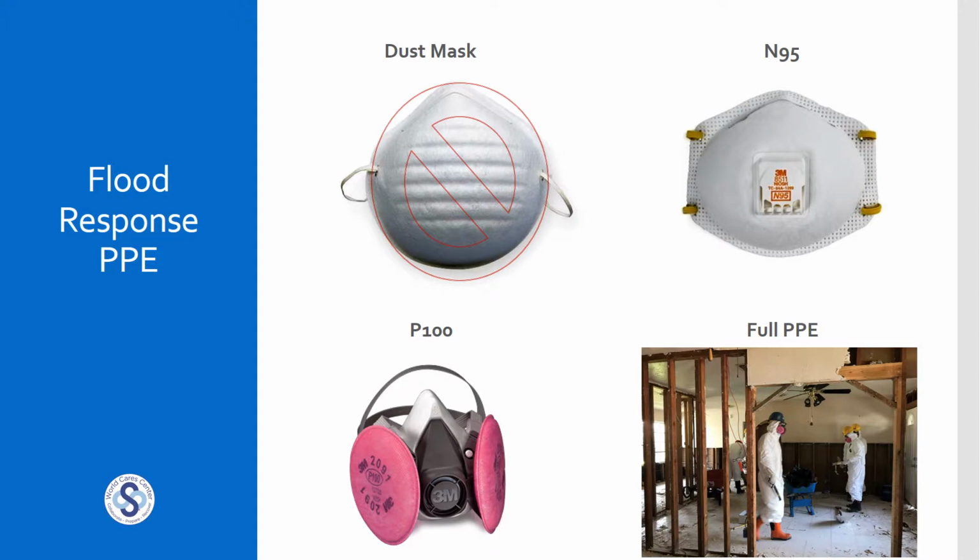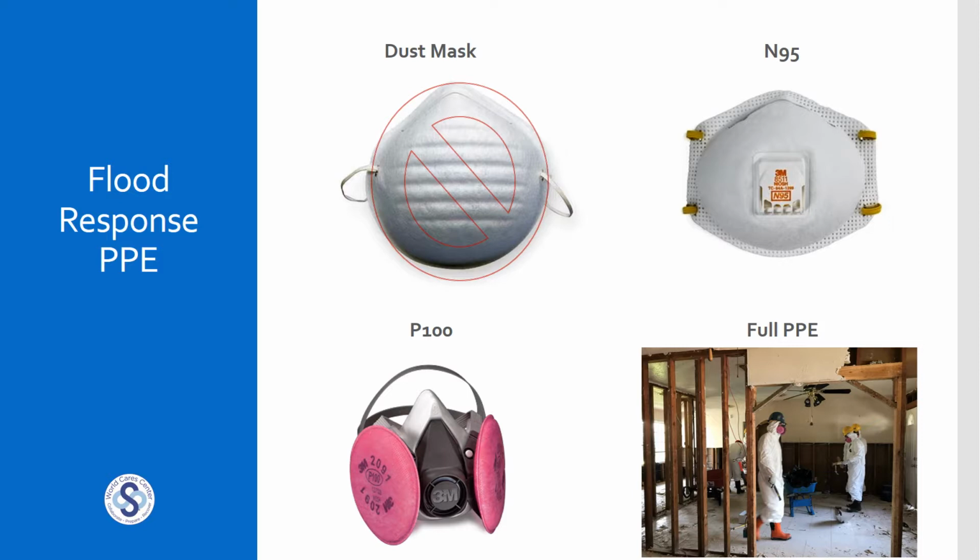As we move on, we're going to talk about flood response personal protective equipment. As you can see here, to the left, we have a dust mask, and that is not appropriate personal protective equipment. It's not an appropriate respirator. To the right, you have a NIOSH-rated N95 respirator. This is most commonly used for flood response. This is a disposable respirator, which can be thrown away after use each day.